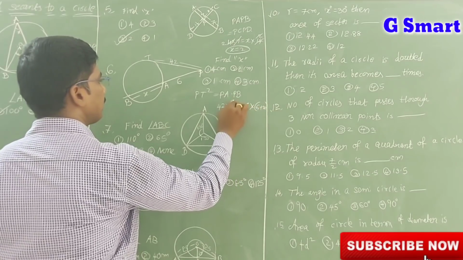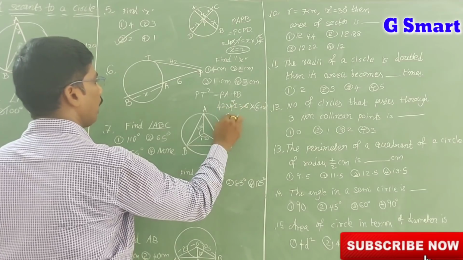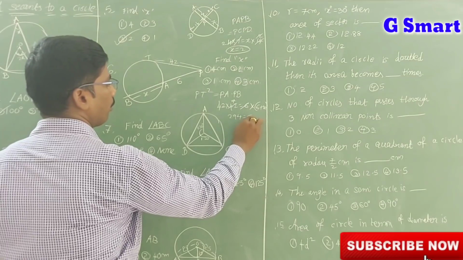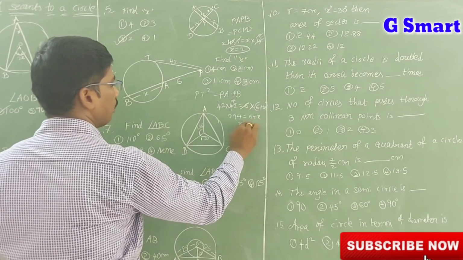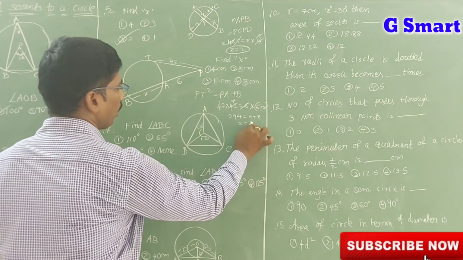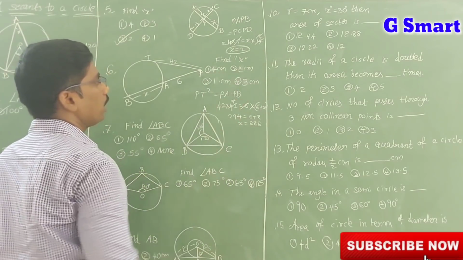Now 6 sevens are 42, 7 twos are 14, 7 fours are 28, 29, so 294 is equal to 6 plus x. So x is equal to 294 minus 6, which means 288. So 288. So there is no such option.